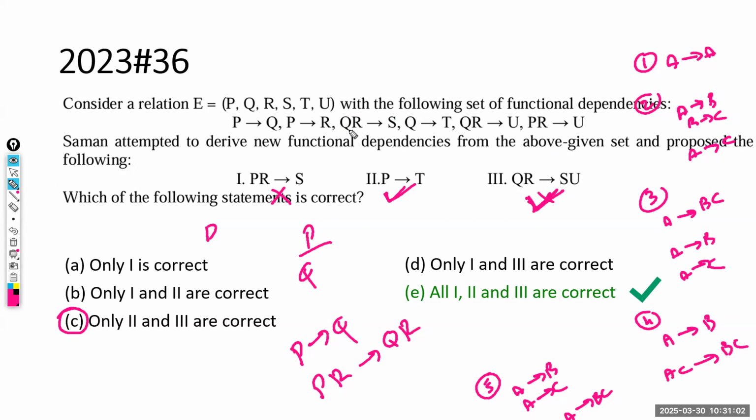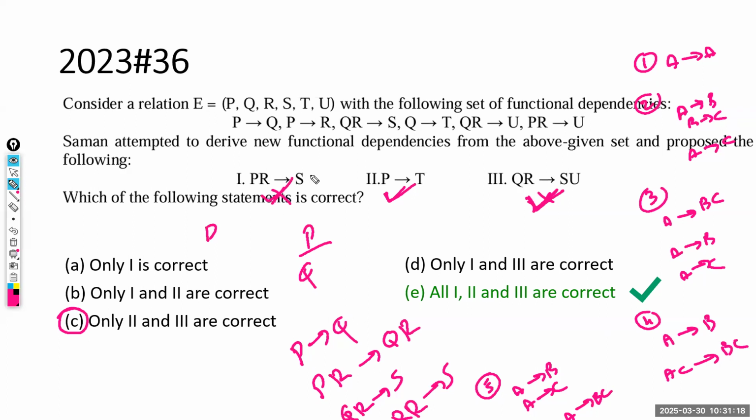So if P determines Q, yes, then PR determines QR. And here we know that QR determines S. So therefore, PR determines QR and QR determines S means what? PR determines S. Transitivity.